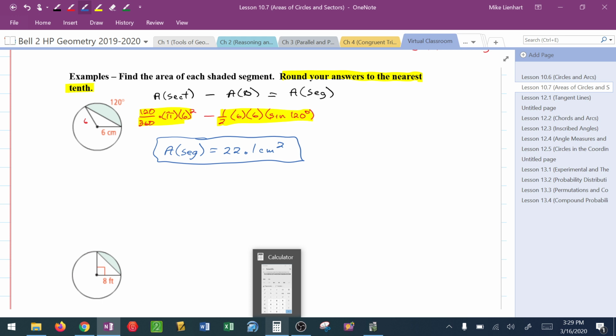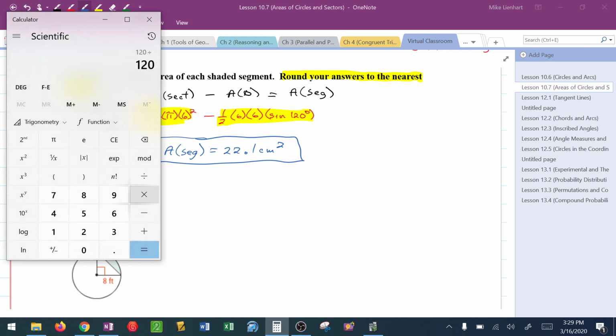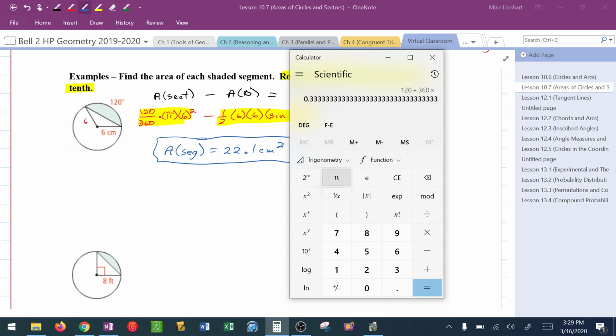Let's try to do the same thing on the other calculator. So if I go 120 divided by 360 times, now this calculator already did it for me, pi times 6 squared equals, and then I'm going to subtract from that, and I want it to do all this before it subtracts, so I'm going to put a parenthesis, 0.5 times 6 times 6 times the sine of 120, which on this calculator I need to go 120 sine, close it off, equals, and I still get 22.1. This is going to take you guys some practice on the calculators.